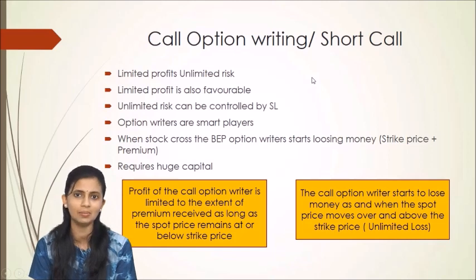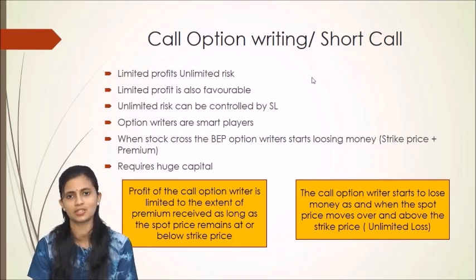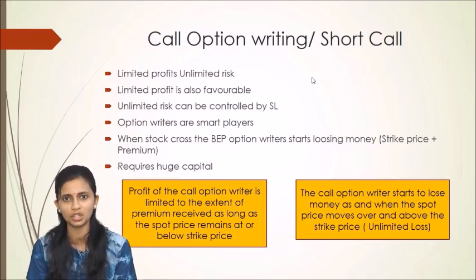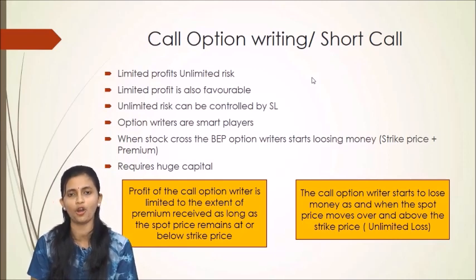Risk unlimited in the sense that if you fix the stop loss, then you can convert your unlimited risk to limited risk. For an option writer, the profit is just the premium that he collects, be it a call or a put. For the option writer, the profit that will be available to him is just the premium which he collects.